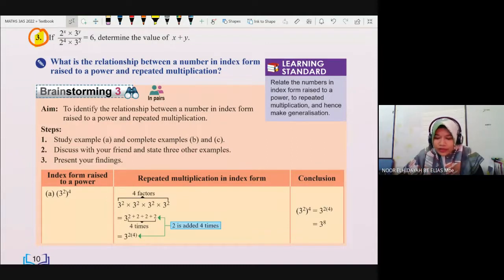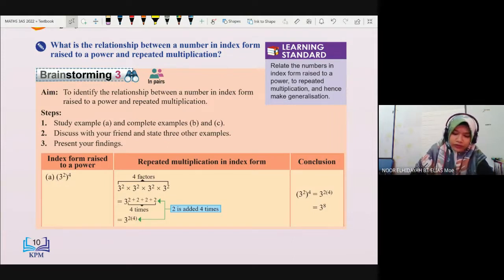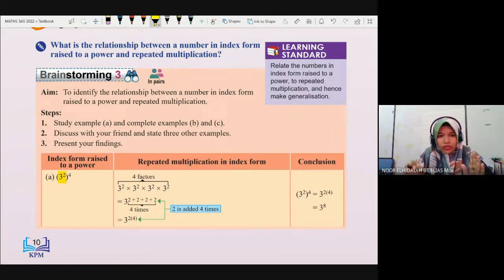Okay. Alright. So the next law of indices yang melibatkan raise to the power. Okay. Contoh, kita tengok brainstorming 3. Okay, in bracket 3 to the power of 2 to the power of 5. Yang dalam bracket dah dalam index form. Kemudian this index form pula dia raise to the power. So this one, what is the law?